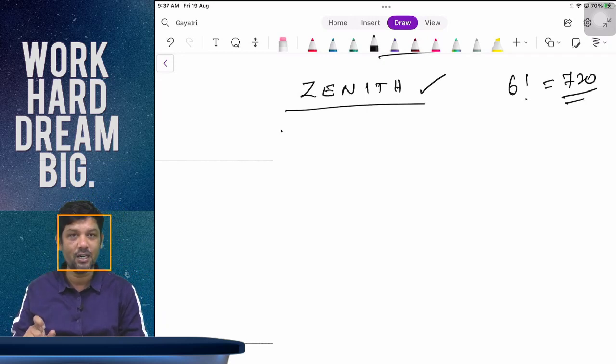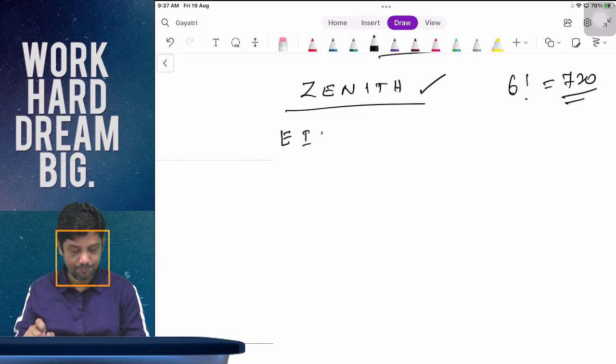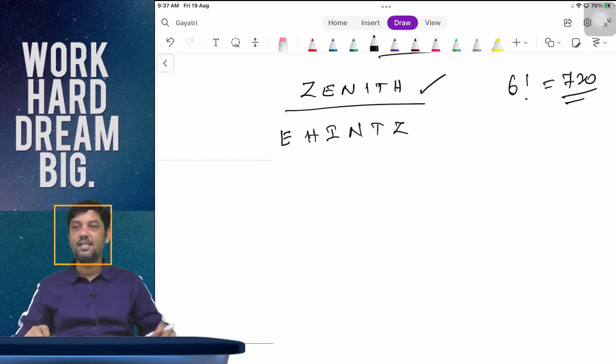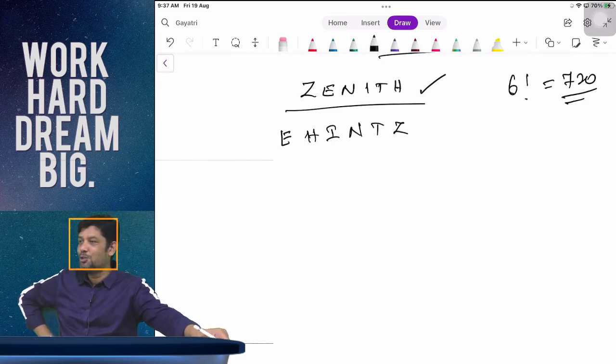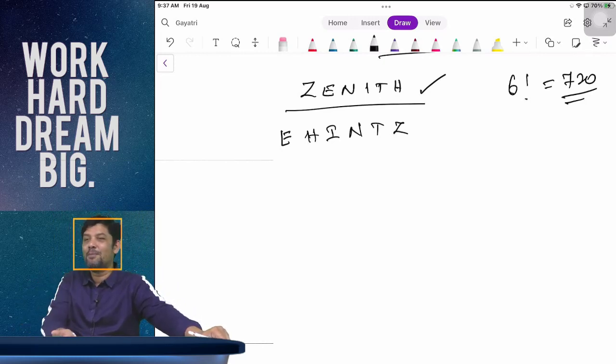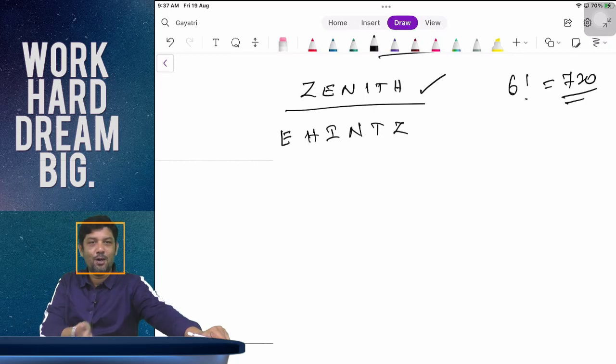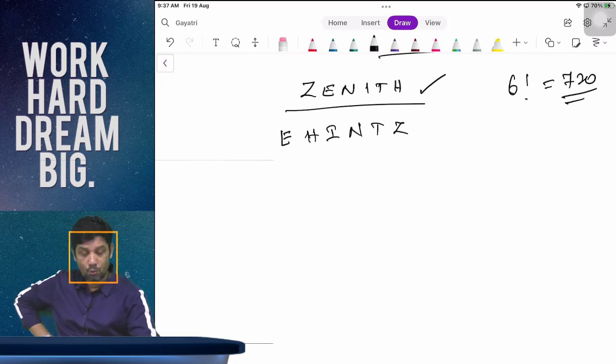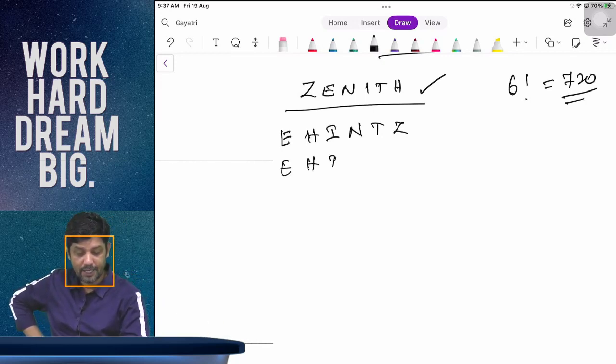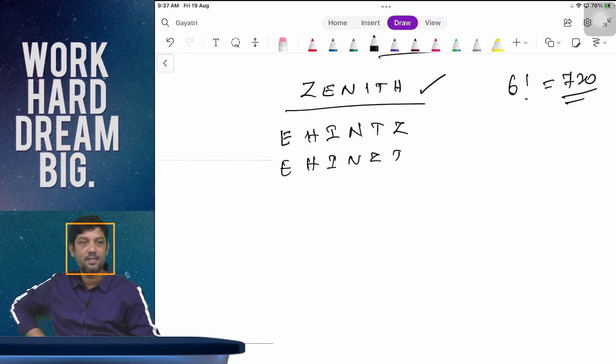First word, not a letter. E. Is this the first word? Hey, alphabetical order, man. Smaller to bigger. Is this the first word? What will be the second word? E-H-I-N-Z-T. This may be the second word. It goes on like this. Total how many different types of words can be written?